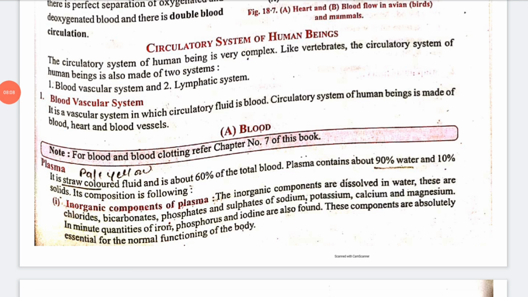You know that plasma contains about 90% water and 10% solids. So its composition is the following. Let's see the composition.